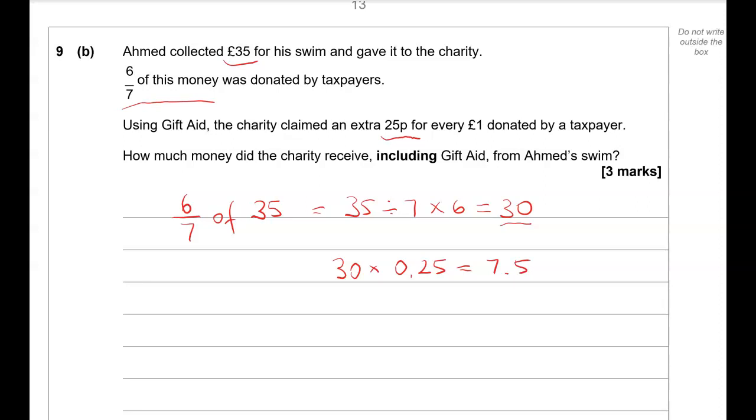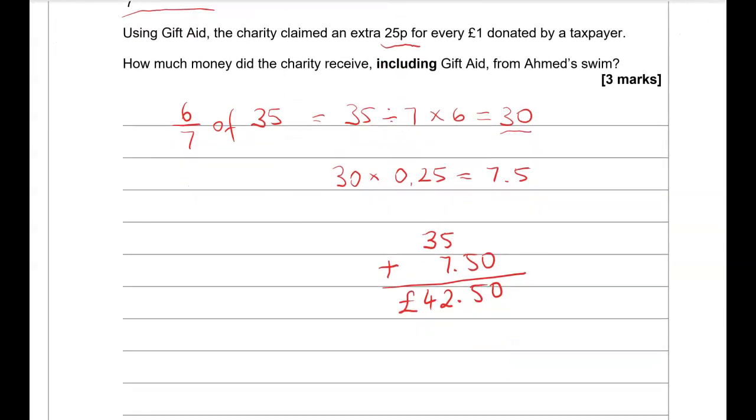So in total, we've got the £35, add the £7.50, and that gives us £42.50.